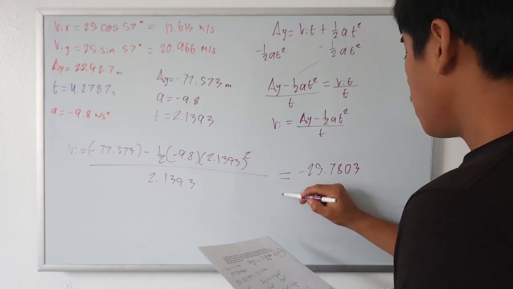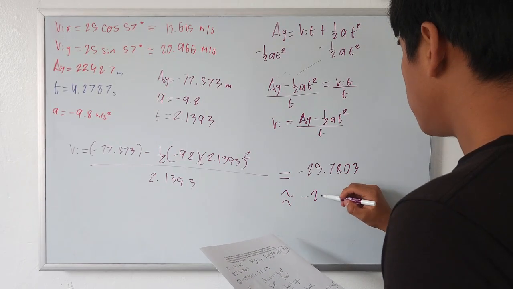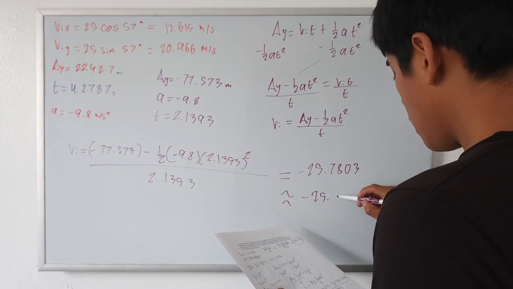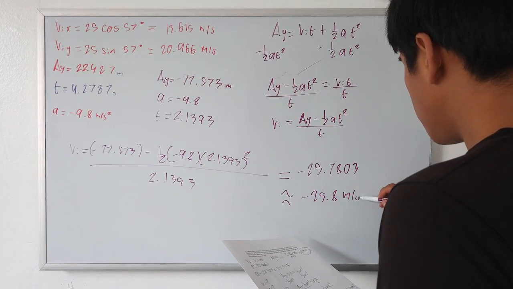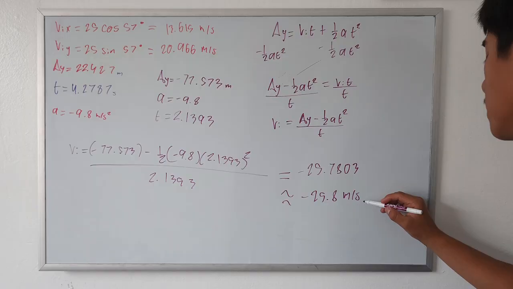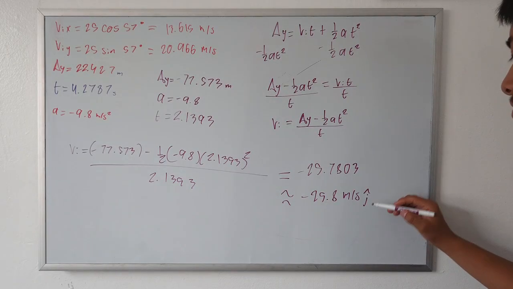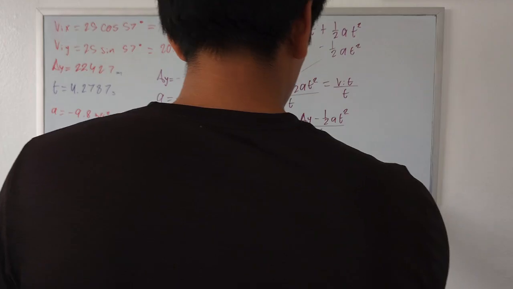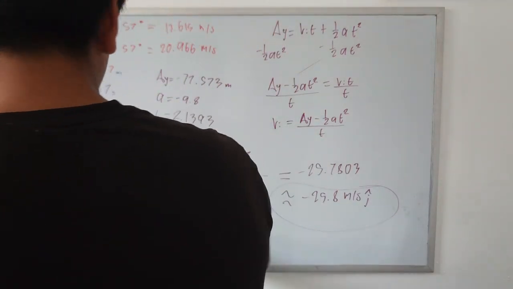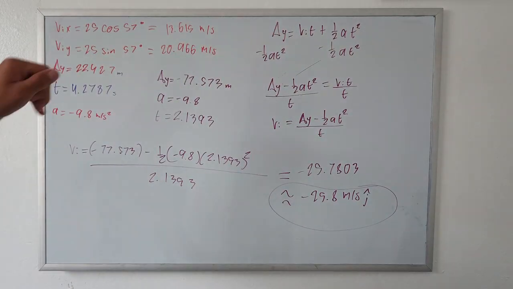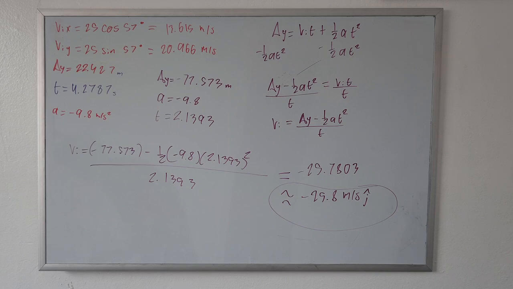Plugging that into the calculator, you should get that velocity initial for the green object is equal to negative 25.7803. Rounding that, you'll get negative 25.8 meters per second. And this is going to be in the y direction, so we'll just write a j. j is the same thing as y. So that's going to be our velocity initial, in order for the blue and the green objects to collide.